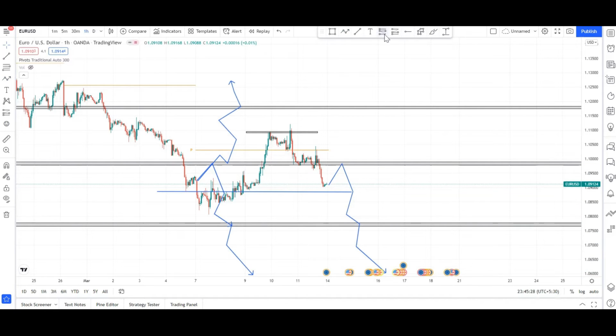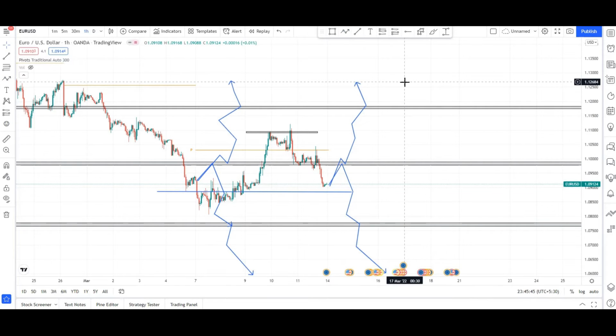Okay guys, if it comes upside and breaks this, then your first target will be somewhere here, second target will be at least somewhere here, third target, and your fourth target.